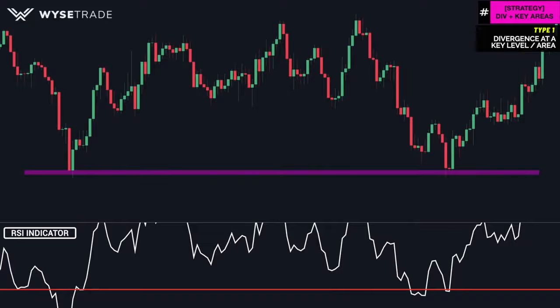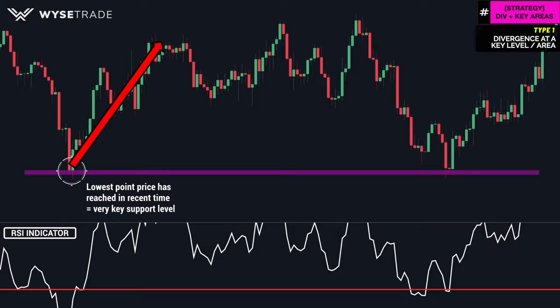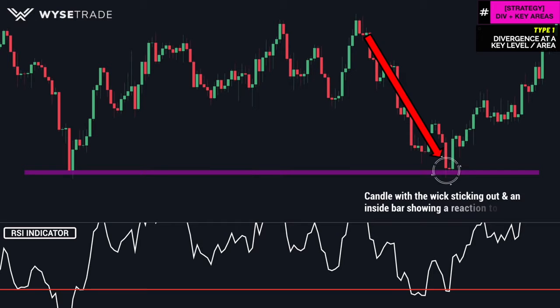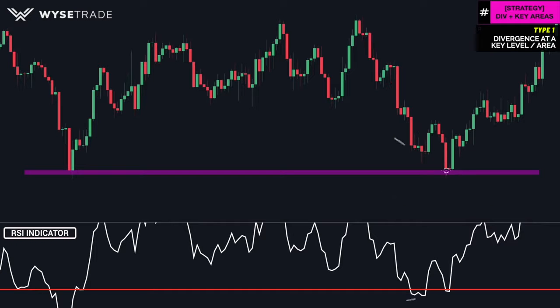You look left and spotted this key area here where price reversed from drastically. And it is also the lowest point that price has reached in recent time. So you had it drawn in. Now as price came back down, not only did you have a reaction to this level through the candle with the wick sticking out, you also had a great wide divergence form. Again, a reaction does not equal a trade.